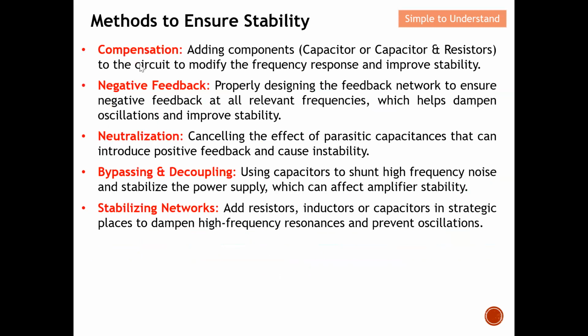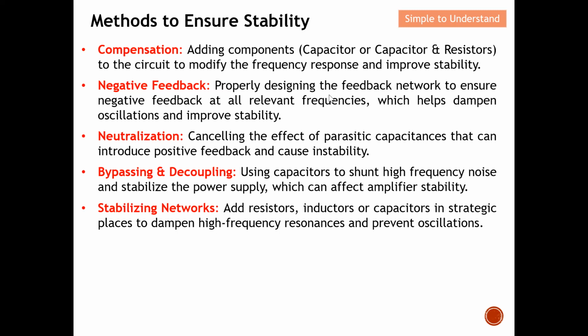What are the methods to ensure stability? First method, we can use some form of compensation. We can add a capacitor, or maybe a capacitor and resistor, to the circuit so as to modify the frequency response and improve the stability. We need to ensure that we have negative feedback. Remember, positive feedback creates oscillation. We need to ensure that the feedback will be negative. Therefore, we need to properly design the feedback network to ensure negative feedback at all relevant frequencies.